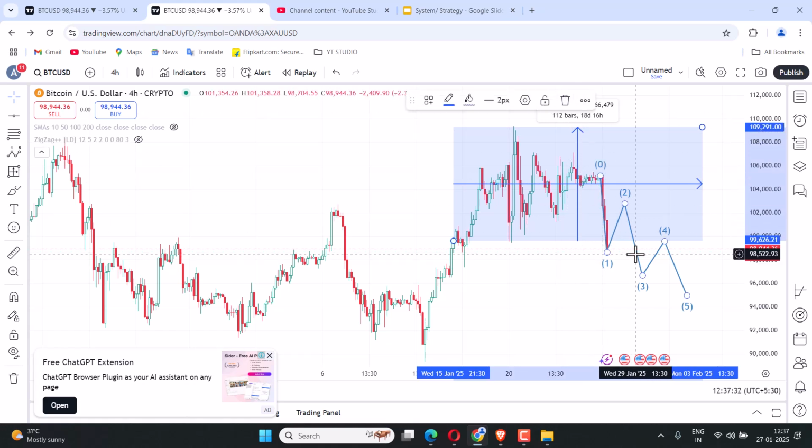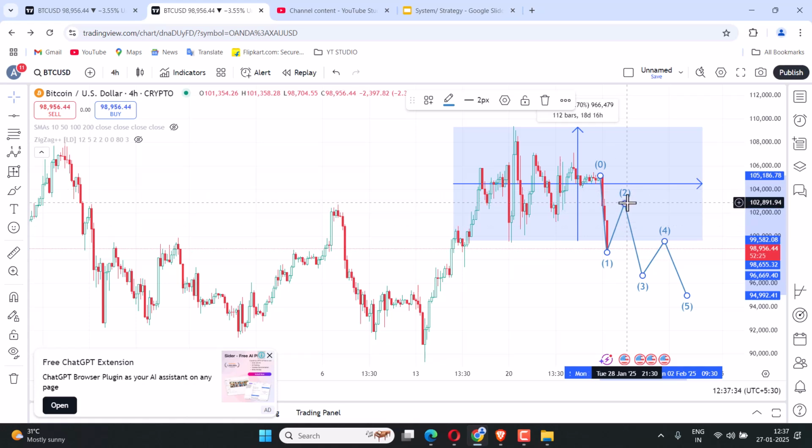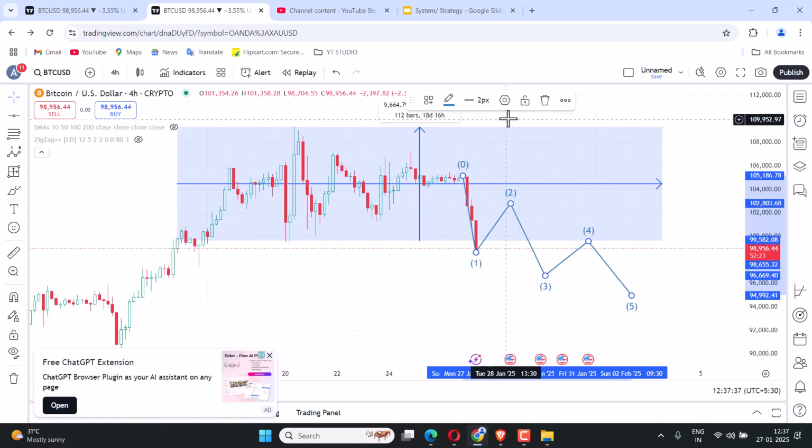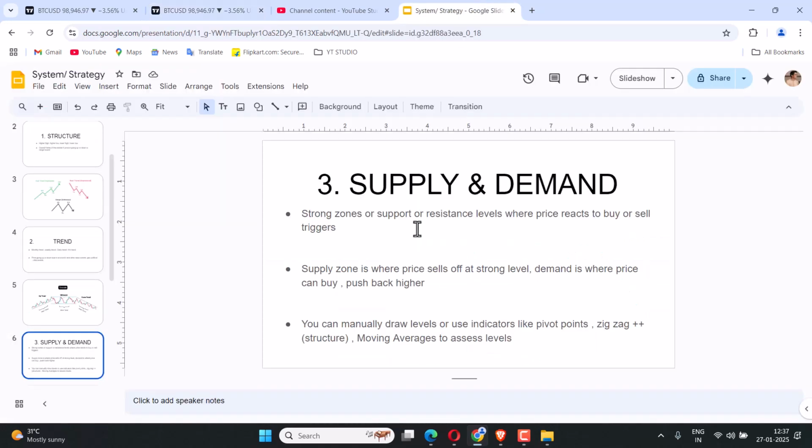So this is an example, and through price confirmation you can enter your trade. So let's get back to supply and demand. Strong zones or support or resistance levels are where the price reacts to buy or sell triggers. A supply zone is where the price sells off at a strong level, and demand is where the price can buy and push back higher. You can manually draw these levels or use indicators like pivot points, zigzag plus plus, or moving averages.